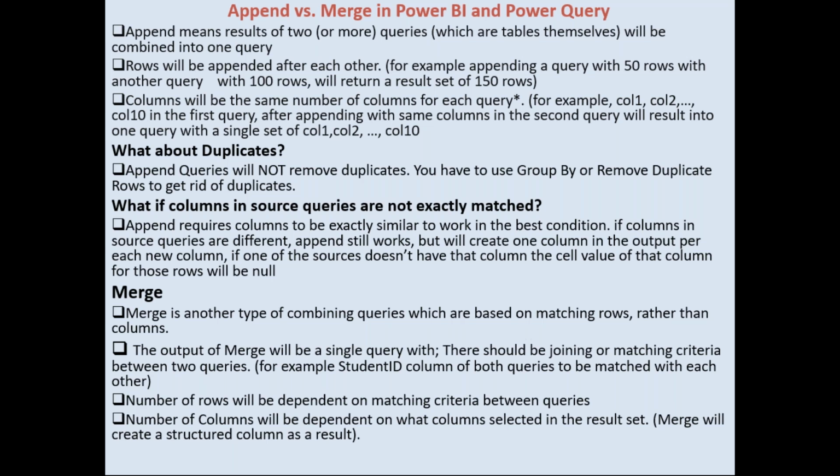The output of the merging will be a single query. There should be a join or matching criteria between the two queries. For example, the student ID column of both queries is matched with each other. The number of rows will depend upon the matching criteria between the queries, based on the matching field.